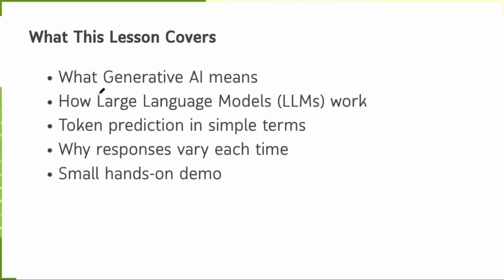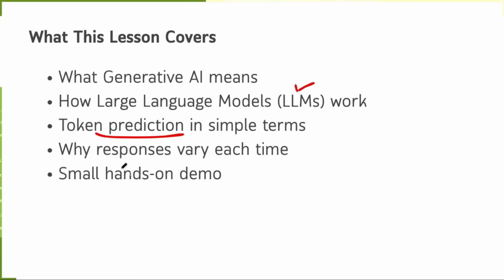In this lesson, I will introduce the core ideas behind modern generative models. I'll begin by defining generative AI and explaining how it differs from approaches that focus only on classification or recognition. Then I will give a high-level overview of large language models, showing how they learn patterns from extensive text data and use those patterns to generate coherent language. I will also explain token prediction, the fundamental mechanism these models use to choose the next token during generation.